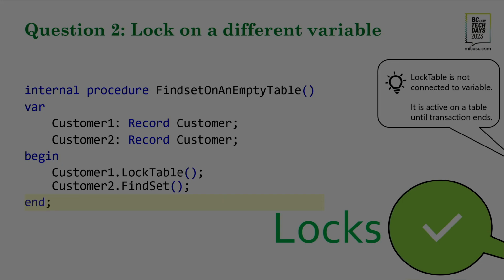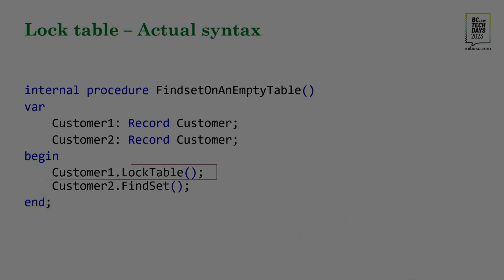And to explain this one, LockTable is not connected to a variable. Actually, it is connected to a table, and it is going to be active on that table until the transaction ends. In hindsight, we should not have defined it like this. The proper syntax should be like this. So if we could turn back time and implement it differently, this is what it actually does. So it runs on the full table, not the local variable.